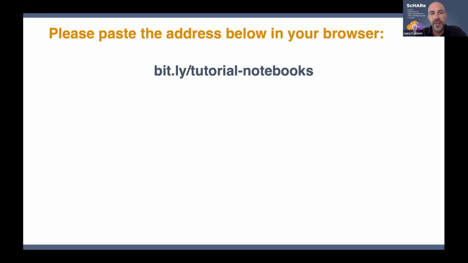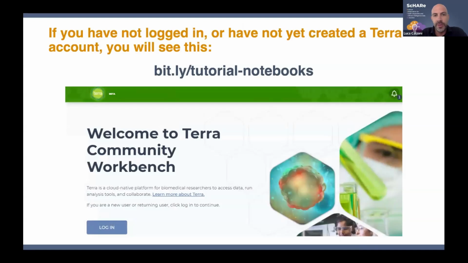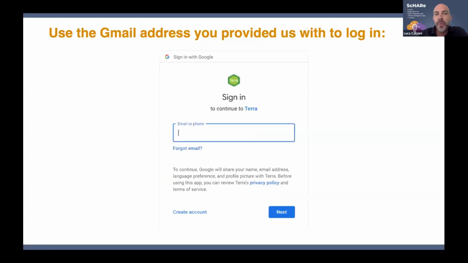So again, you can use this address, paste it in your browser. And if you don't have a ScHARe account or are not logged in, you will see this screen. So on this screen, press on the blue login button. And then click on sign in with Google. Then input the Gmail address you just gave us. And then click on next.